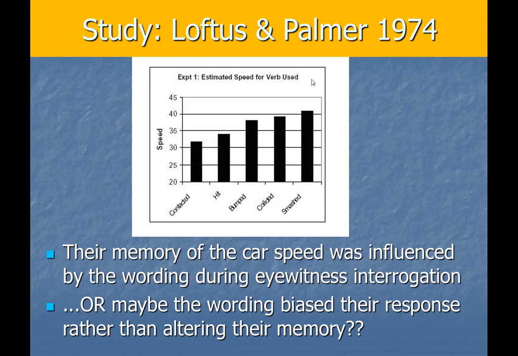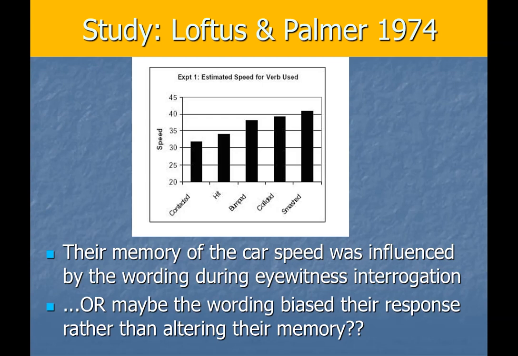In one interpretation, participants were actually remembering the cars going faster just based on hearing smashed. In a different interpretation, though, maybe that's not right. Maybe they just give a higher number answer when asked how fast the cars were going when they smashed than they do when asked how fast the cars were going when they contacted, and it's just a change in their use of numbers rather than altering their memory. Maybe the language didn't affect their memory.